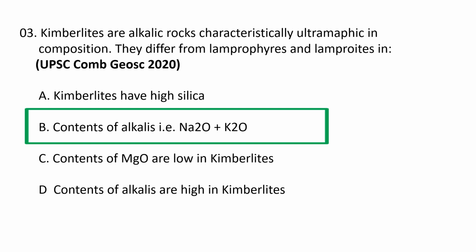The correct option is the contents of alkalis, that is sodium oxide and potassium oxide. Kimberlite is composed of at least 35% of olivine together with other minerals such as mica, serpentine and calcite. The kimberlites differ from lamprophyres and lamproites in contents of alkalis, that is sodium oxide and potassium oxide. So B is the correct option.